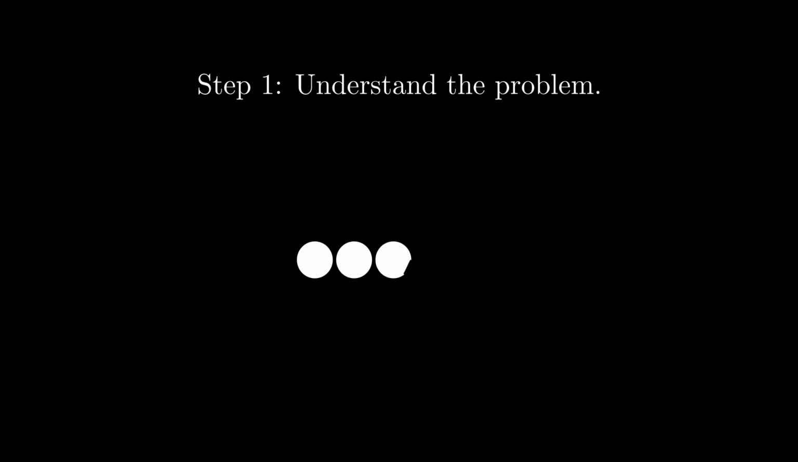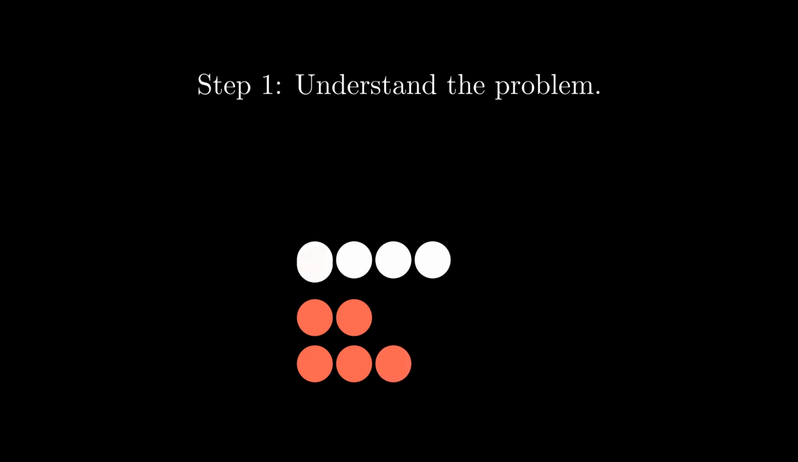Step 1. Understand what the problem asks. We have 4 dart throws, shown as circles. Each throw has a 0.6 probability of hitting the target. We need to find the probability of hitting the target at least 2 times, which includes 2, 3, or 4 hits.